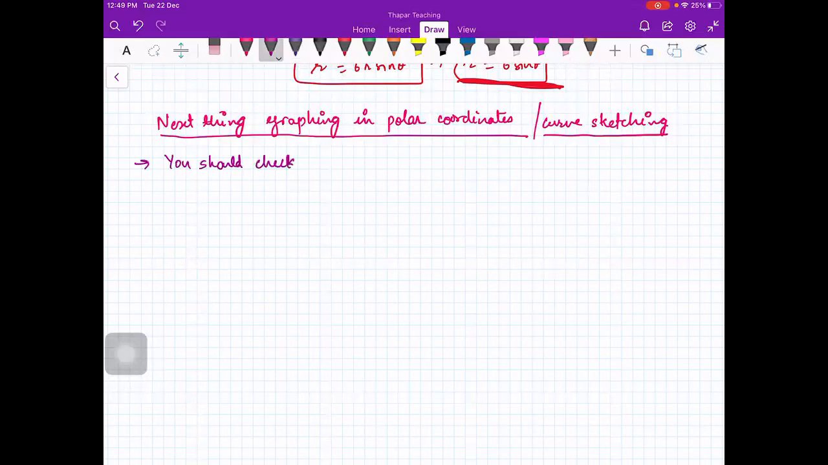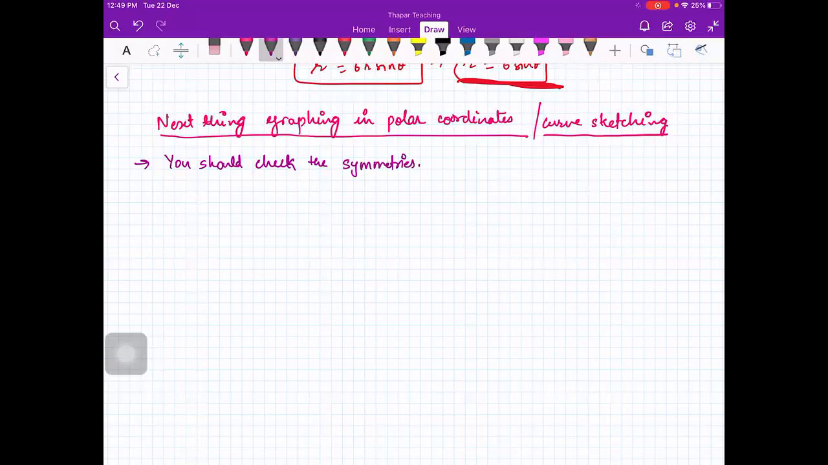You should check whether the curve is symmetric about x-axis or not. What is the benefit if you know that the curve is symmetric about x-axis? Can you tell me? Ma'am, we can just plot one part of it and the other part will be copied automatically. Right. And if your curve is symmetric about y-axis, then you can just plot the right part, the left part will be the same. Or there is also symmetry about origin. So the first thing that will help you is you should check the symmetries.